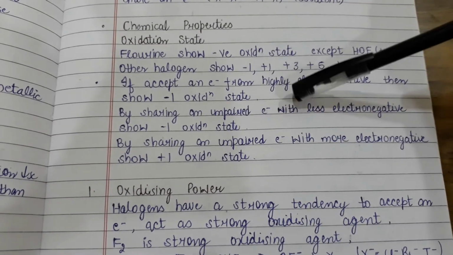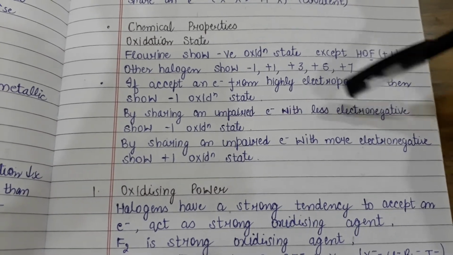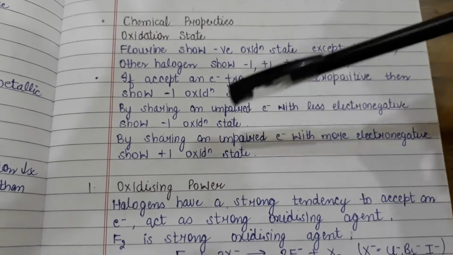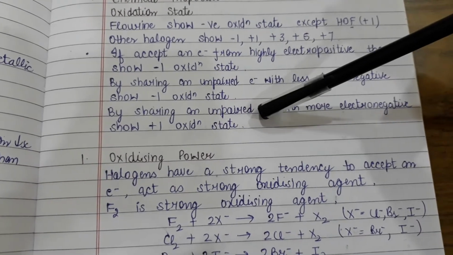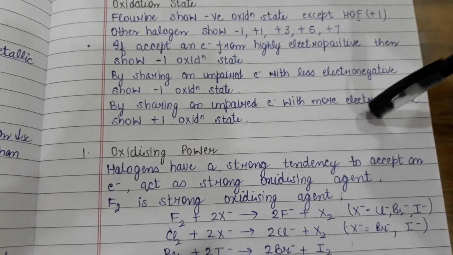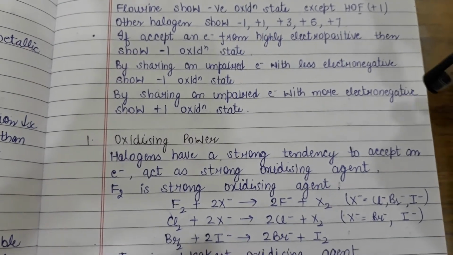And if it shares an unpaired electron with a less electronegative element, then it also shows -1. But if it shares an electron with a more electronegative element, then it shows +1 oxidation state. For example, in ClF3, chlorine shows +1.